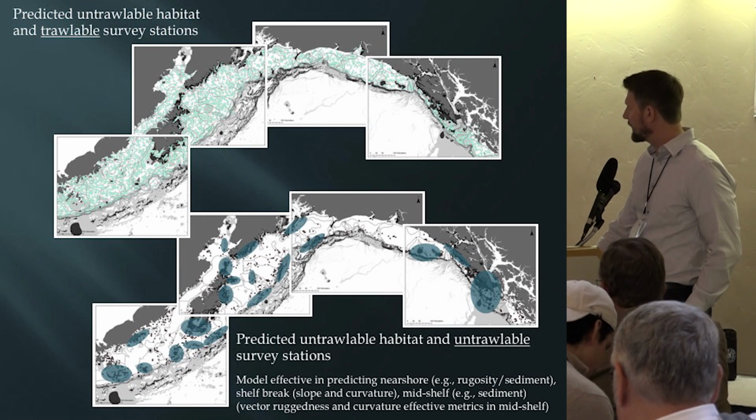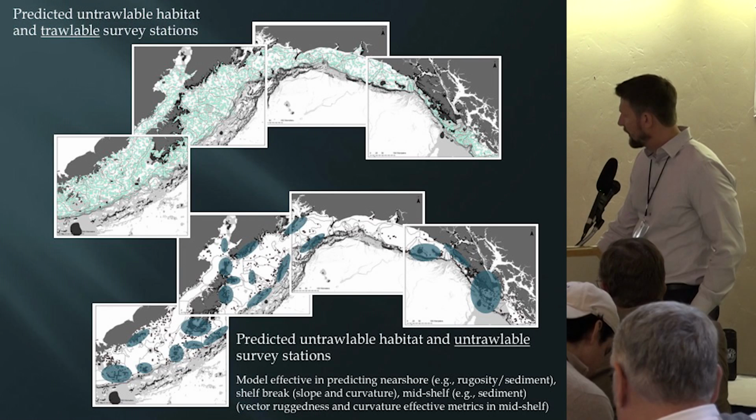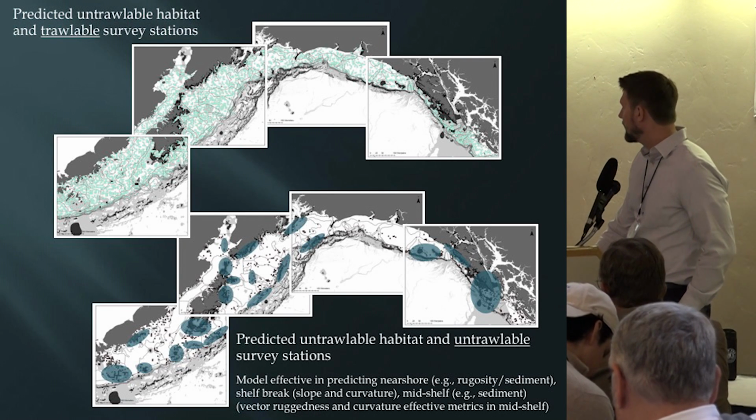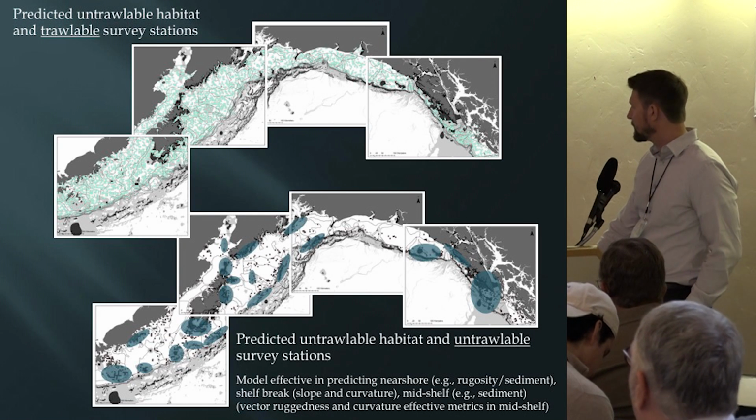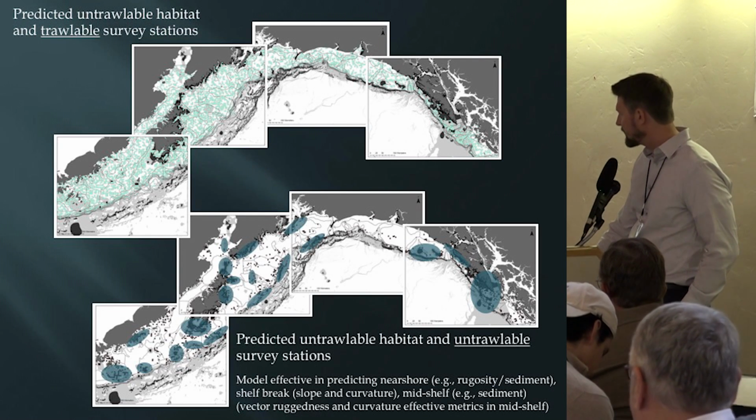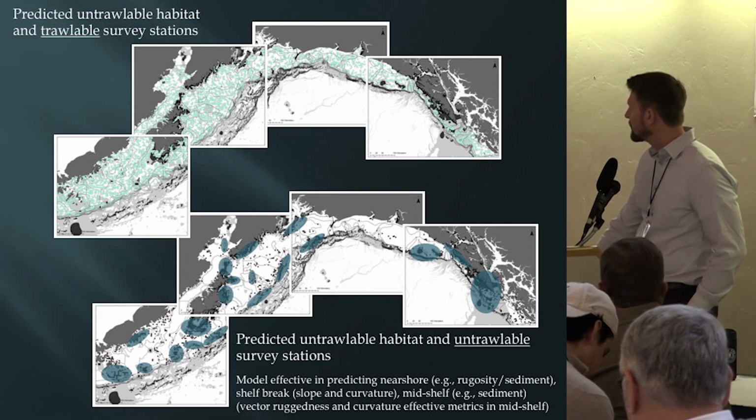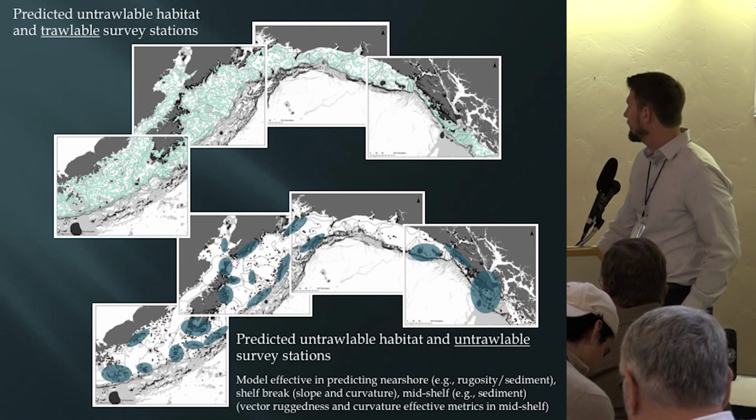And again, it's around Kodiak Island, a few areas around the peninsula, all along the slope, and then in the southeast. And each of those areas are somewhat different. So along the shelf break, it was due to shelf and curvature as the limiting factors. In the mid-shelf, it was mostly sediment, and then ruggedness and curvature in certain places in the mid-shelf as well.